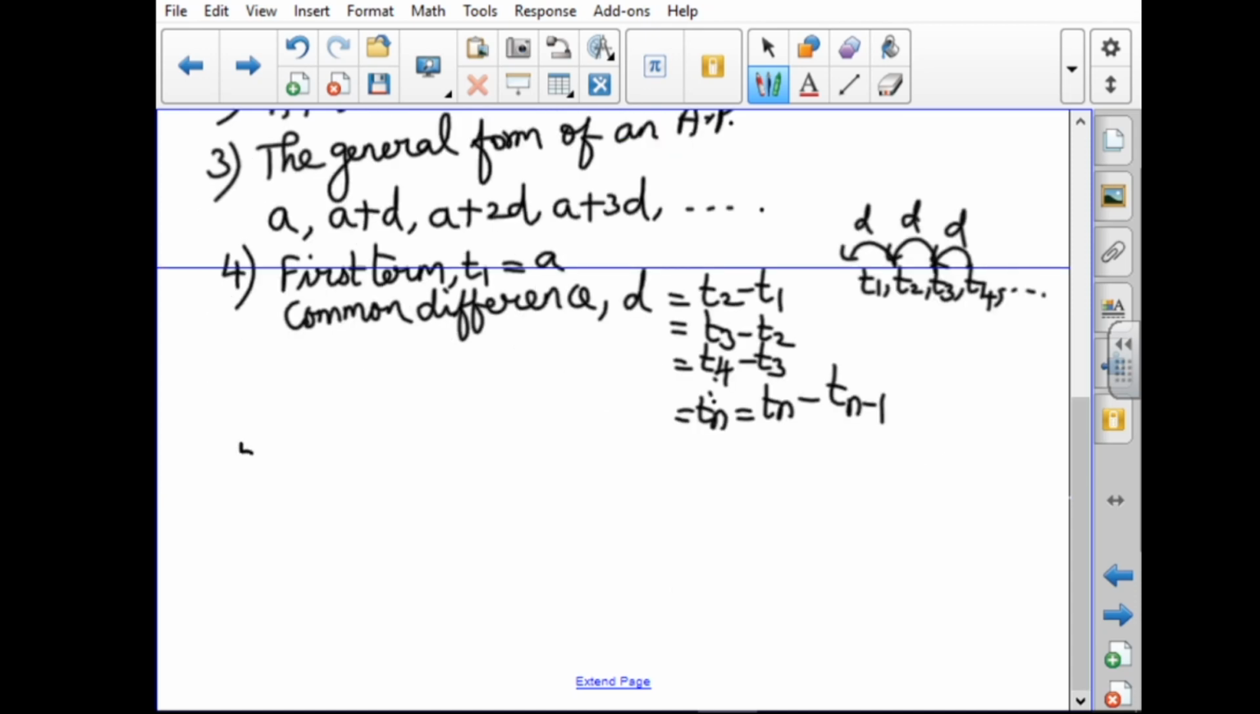Fifth one: the first term is T1, denoted by the symbol A. The common difference is D, given as T2 minus T1, second term minus first term, or in general form, Tn minus Tn minus 1.